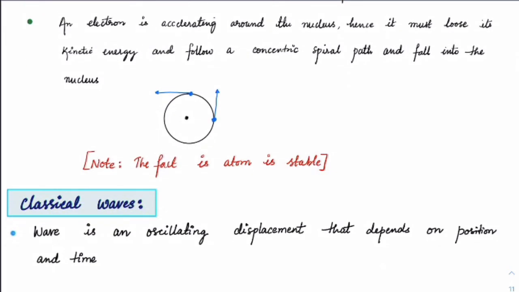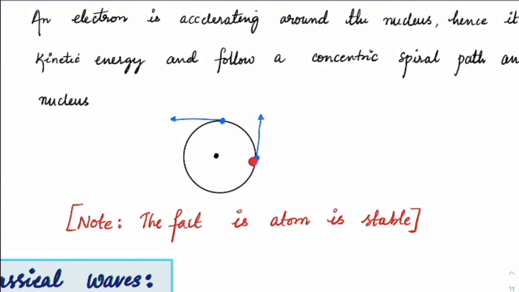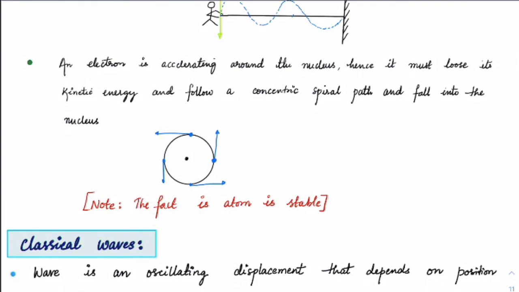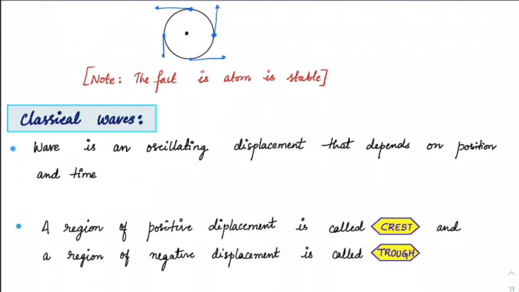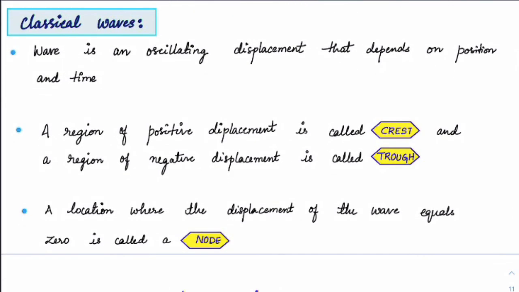So his objection was, if an electron is also accelerating around the nucleus, because at every point its velocity is changing, it is under acceleration. Then the electron should lose its energy continuously, spiral into the nucleus, and the atom should collapse. But that is not happening, which means something else is happening in the atom which Rutherford could not explain. To explain that, first we need to learn the basic idea about waves. So I'm just revising that.